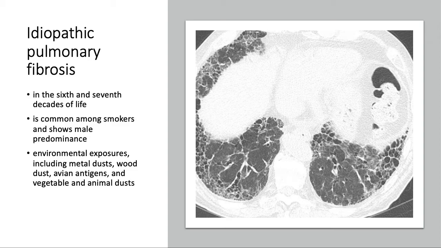hypersensitivity pneumonitis may feature honeycombing, traction bronchiectasis, and irregular reticulations on computed tomography. The presence of micronodules, a peribronchovascular distribution of findings, multilobar decreased attenuation, and sparing of the lung bases favor hypersensitivity pneumonitis over usual interstitial pneumonitis.